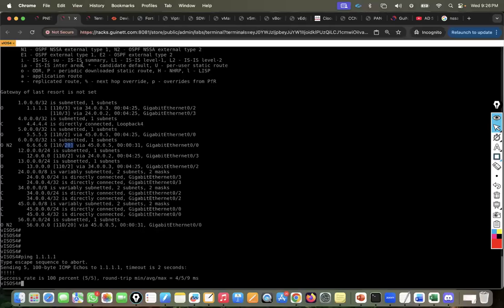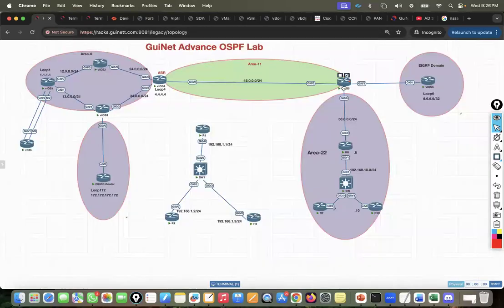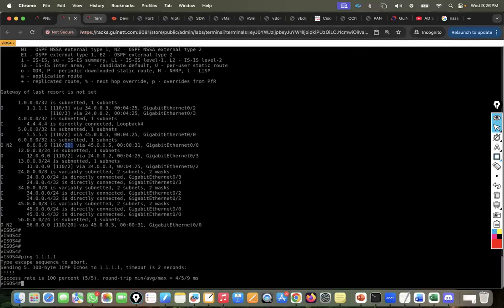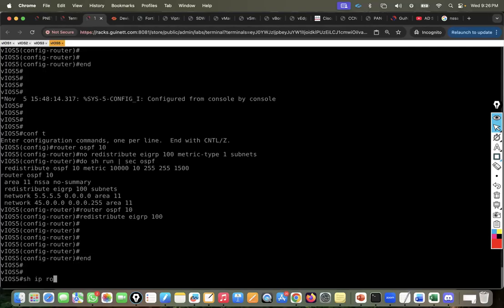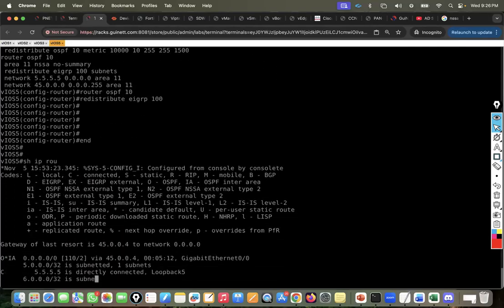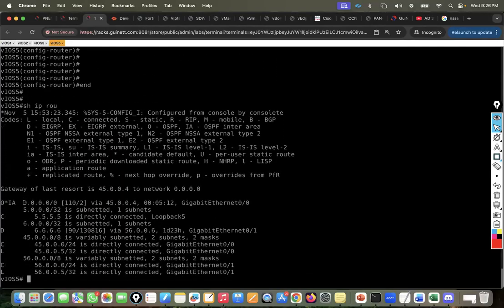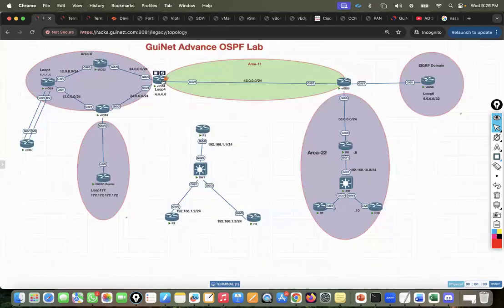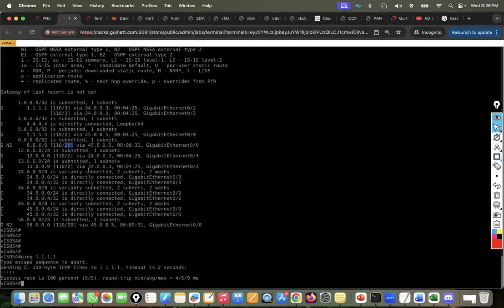As the O route is coming, let me go into R5 and show IP route. You're getting OIA as a default route. Why are you getting OIA as a default route? Who is injecting this default route? The ABR, under LSA 3. So that's why you are getting that.